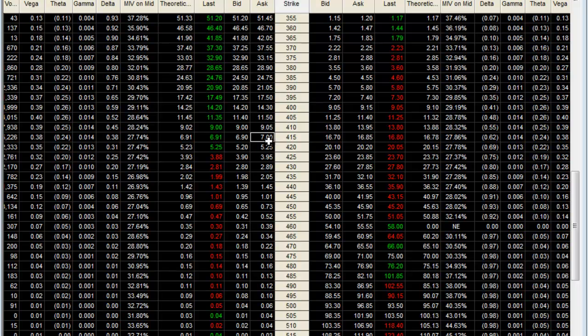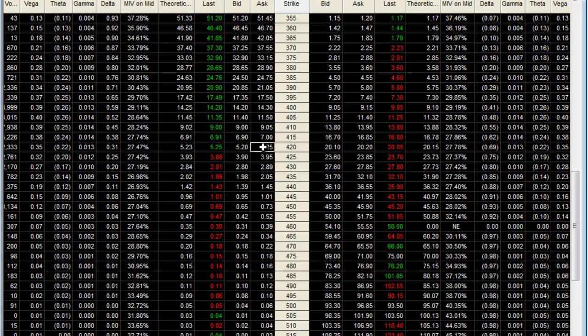So here's Apple. This is the January monthly. I'm going to buy the 415, the strike right here, at $7. It's $6.90 at $7, so let's say I get $7. Then I'm going to turn around and sell the 420 right here, and I'll say at 5.25 right there. So maybe a nickel off or whatever, but anyway, I'll buy the 415 at 7.